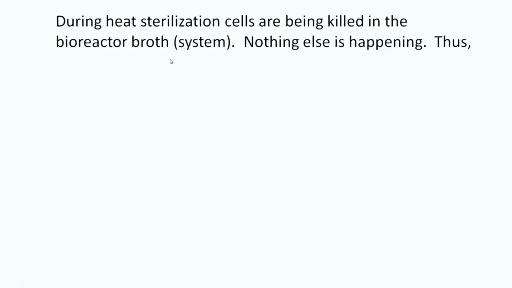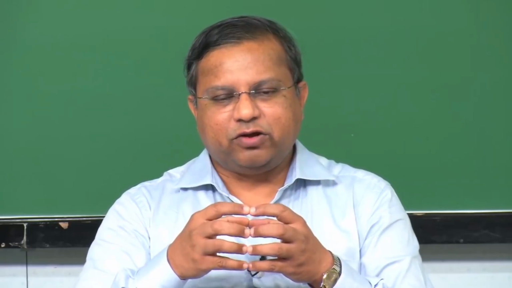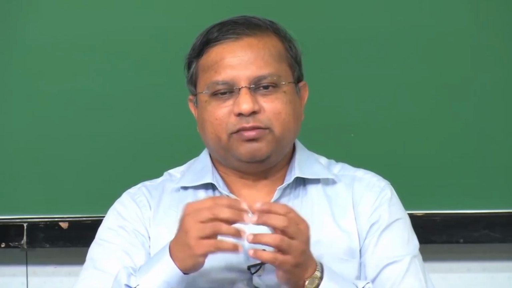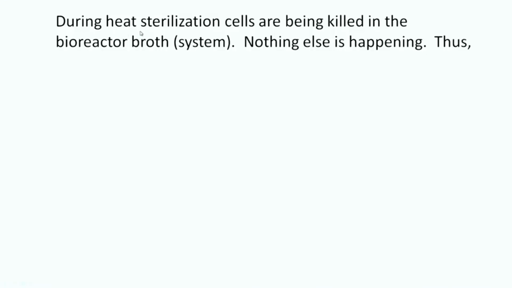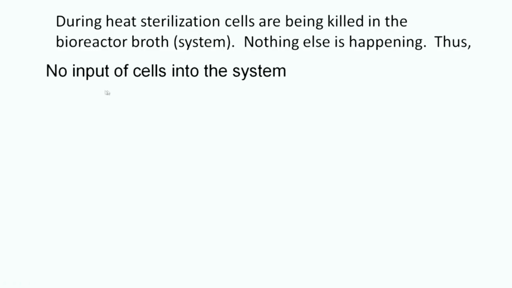During heat sterilization of cells, you are sterilizing, let us say, a stir tank bioreactor containing medium, which probably has some cells growing in it already. It is not sterilized, and we are going to heat sterilize and kill all the cells that are present there. During that process, the cells are being killed in the bioreactor broth, which is a system. Nothing else is happening. There is no input, there is no output, and so on.